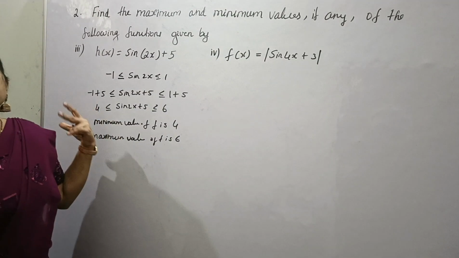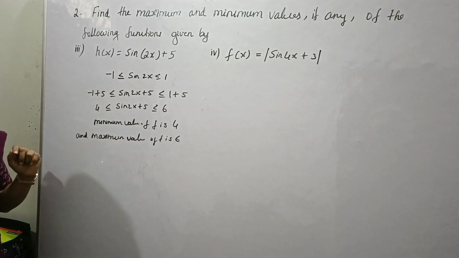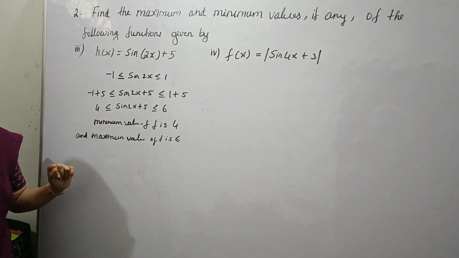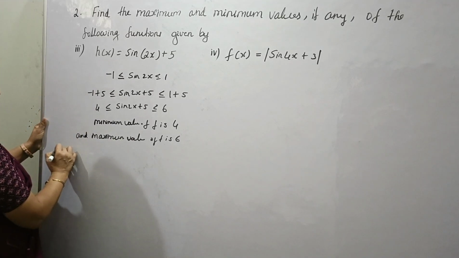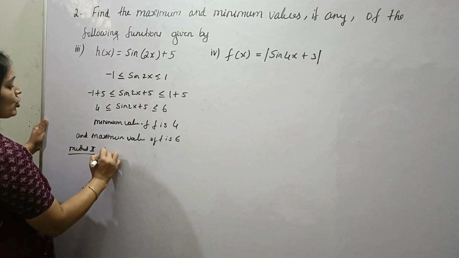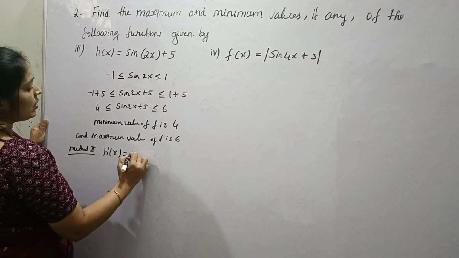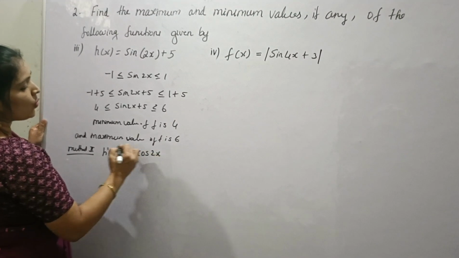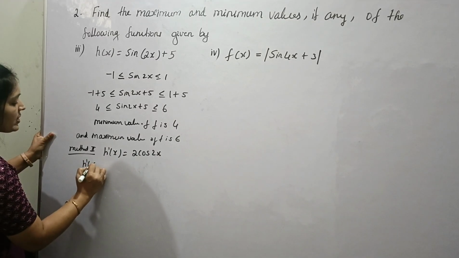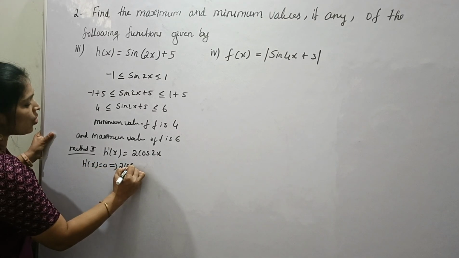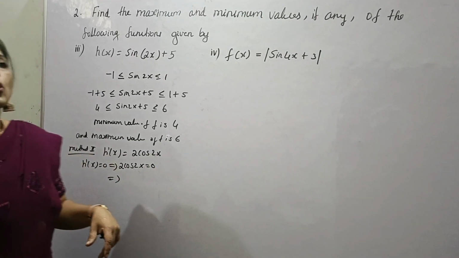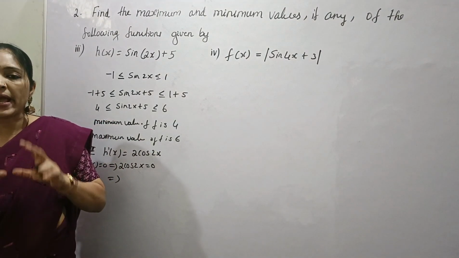So here we can apply the second derivative test also. Find h dash of x. After that, set h dash of x equal to 0 to find the critical values. See, what is our h dash of x? Method 2: h dash of x is equal to 2 cos 2x, plus 5 whose derivative is 0. And here h dash of x equal to 0 implies 2 cos 2x is equal to 0. That implies cos 2x is equal to 0.